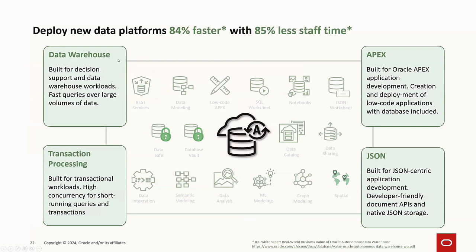And here we have the four different flavors of the autonomous database. We have data warehouse, which is for decision support. For data warehouse queries, it's going to prioritize fast queries over large volumes of data. Transaction processing is going to be the flip side, where it's built for transactional workloads. It's going to prioritize high concurrency for short running queries and transactions.